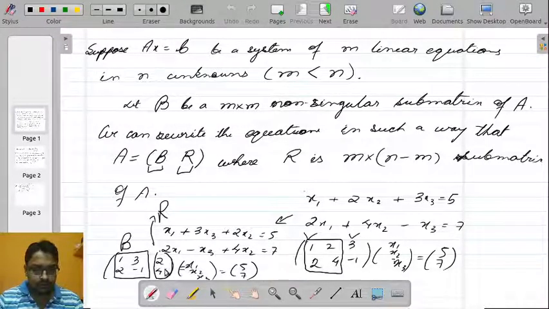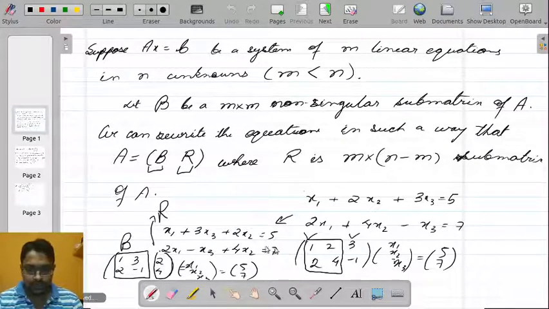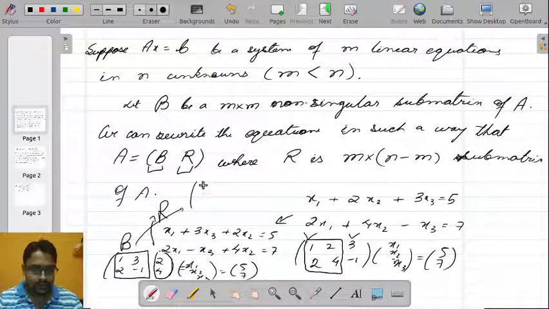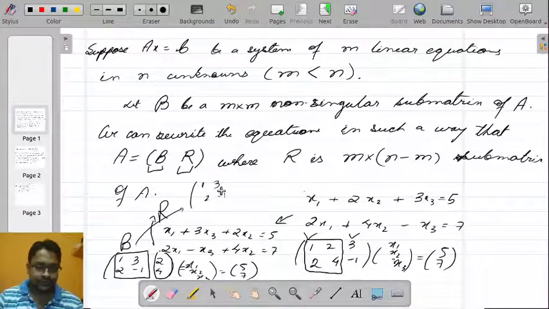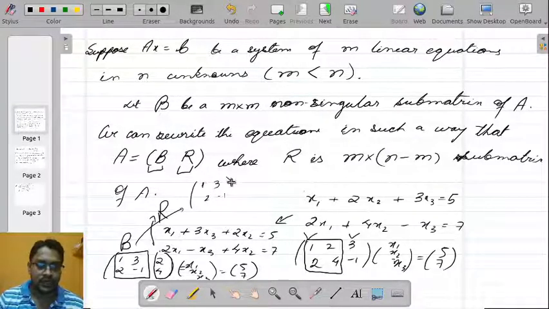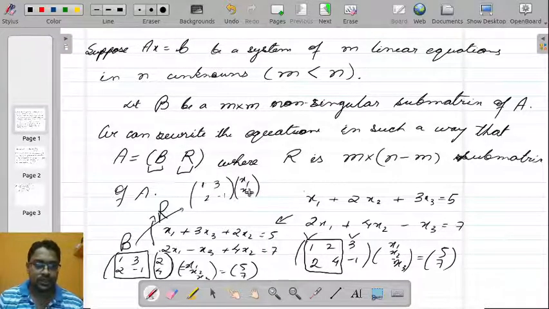Say for example this one here, I can write this as, if I multiply, it is something like 1 3 2 minus 1. Okay, I got it. So it's something like this into x1 x3. So it's x1 plus 3x3, 2x1 minus x3. Okay, so we are getting this first part.